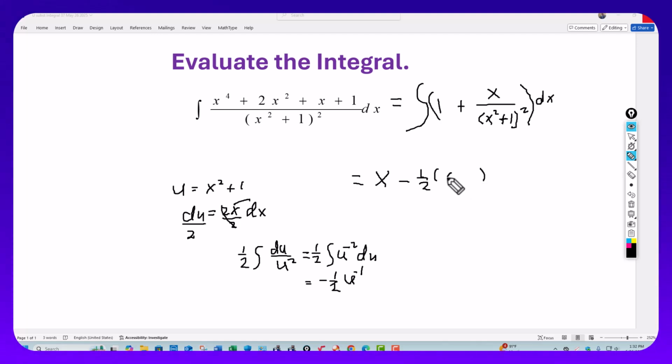But u is x squared plus 1. This is to the negative 1. And you got plus the constant of integration. And I'll just leave it like this here. X, and I could bring this to the denominator. Write this at the bottom here, multiplying the 2, x squared plus 1 in parentheses. Or you can leave it this way. I'll leave it this way, x minus 1/2, x squared plus 1 to the negative 1, plus the constant of integration.